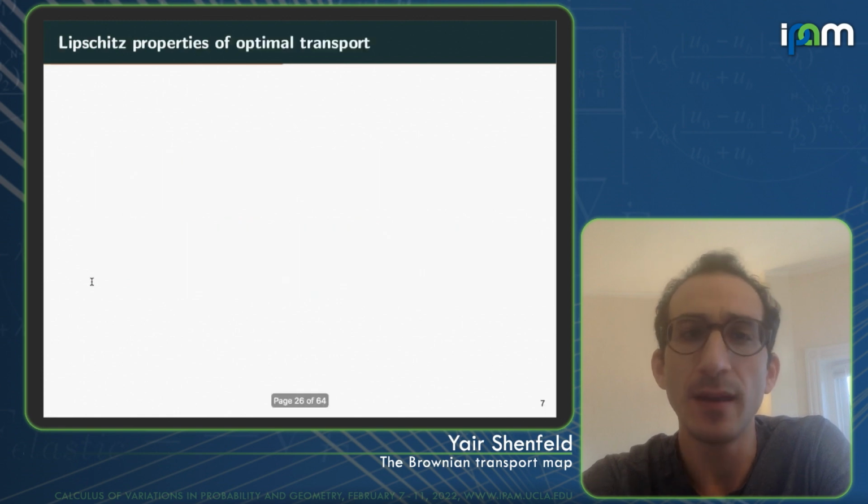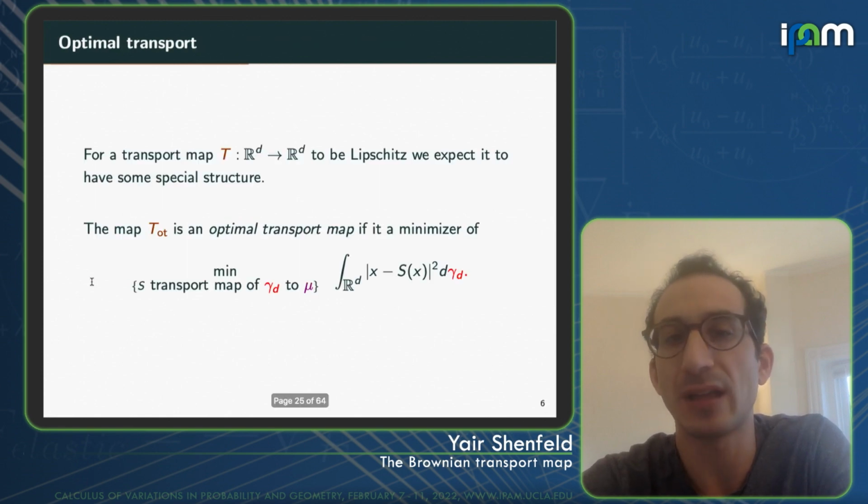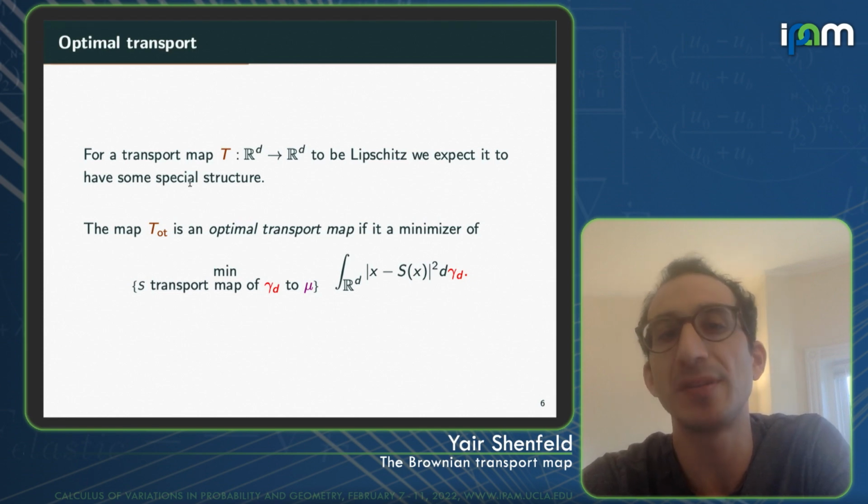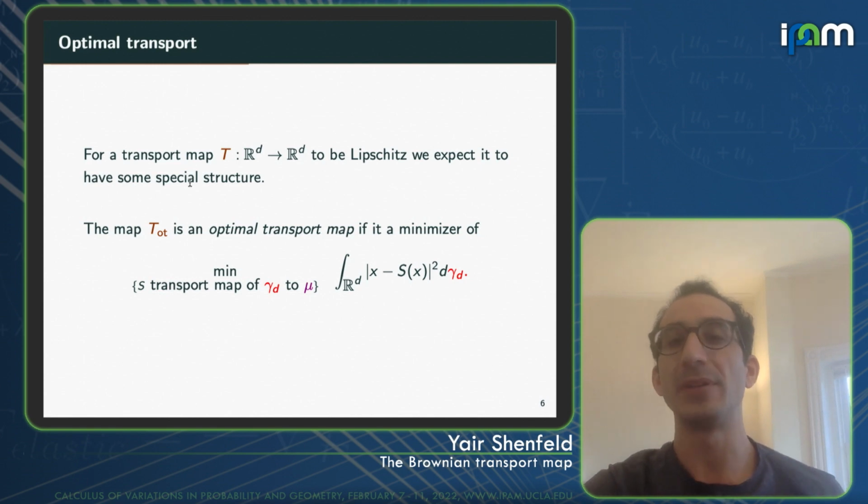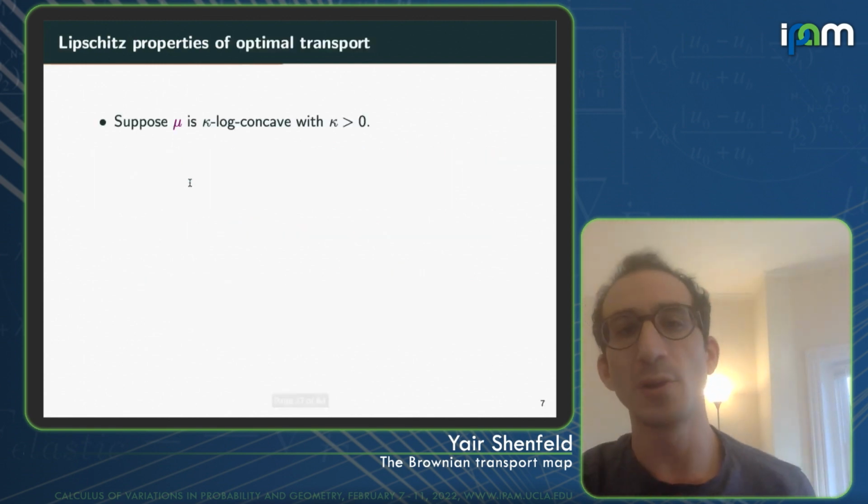Okay, so this is a special map. It has some optimality properties because it satisfies this minimum. So maybe this map, if we look at the Gaussian as a source measure and some nice measure mu as the target measure, maybe this map T will be Lipschitz. So let's look at some examples.